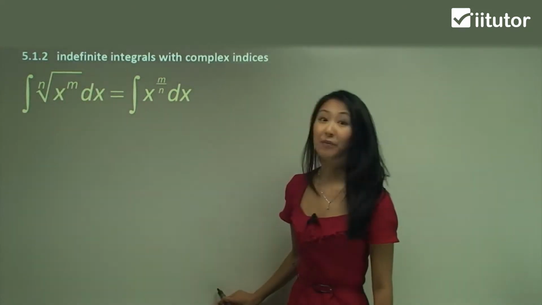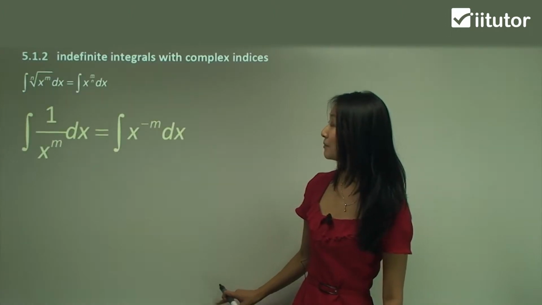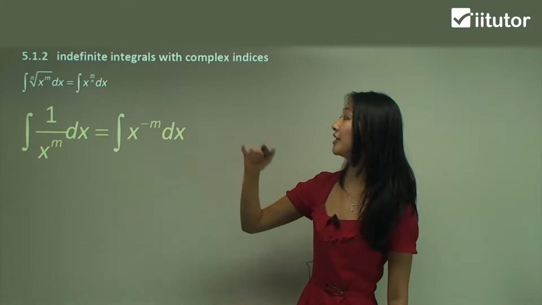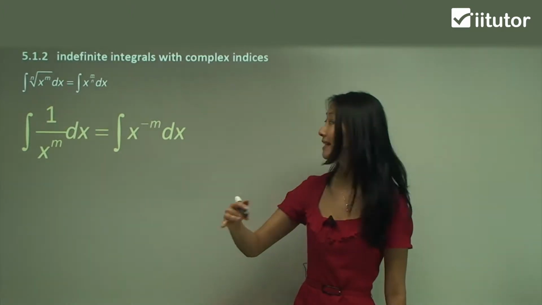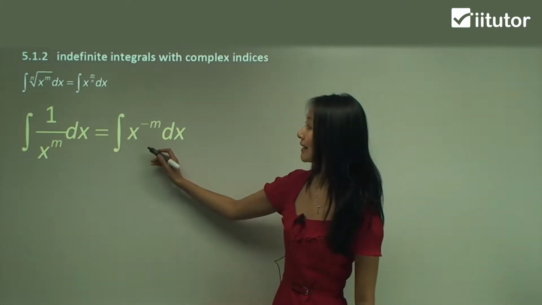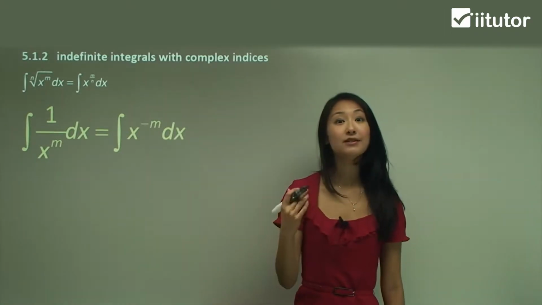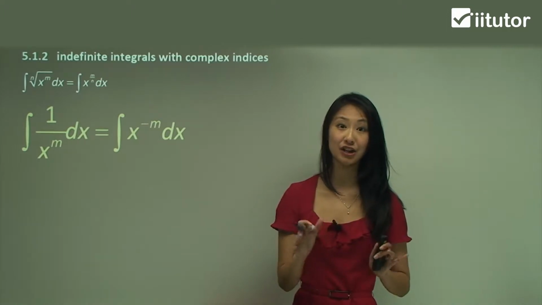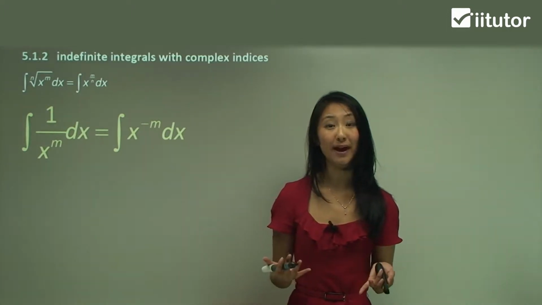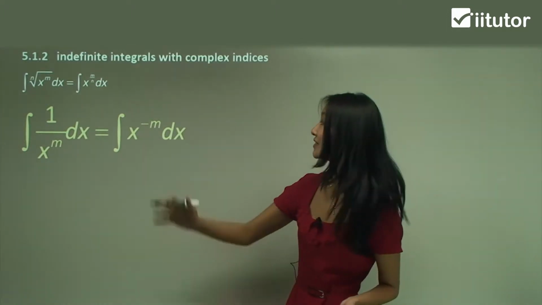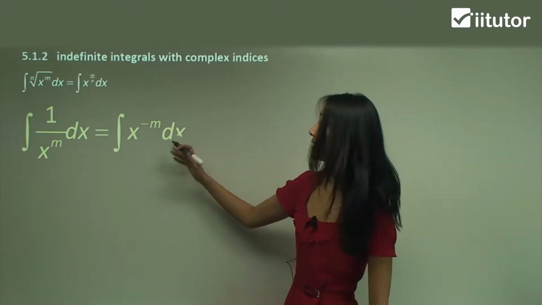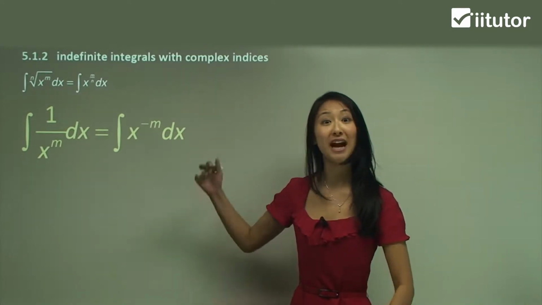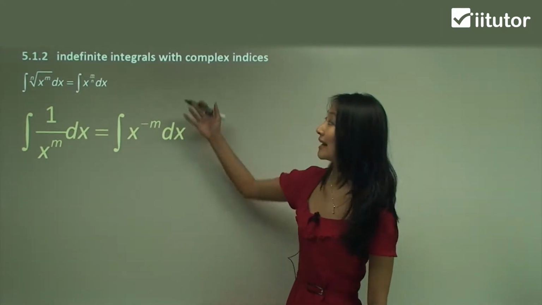Now, the next rule that we need to go through for complex examples is this rule over here, where we have the integration of 1 on x to the power of m dx, which equals x to the power of negative m. So when we have x to the power of anything on the denominator, so on the bottom of a fraction, we can't integrate it straight away. What we need to do is change it into the negative index first, as you see here, before we can integrate.